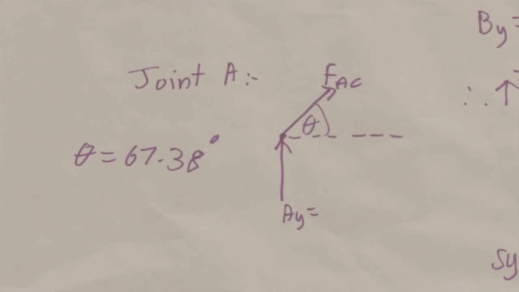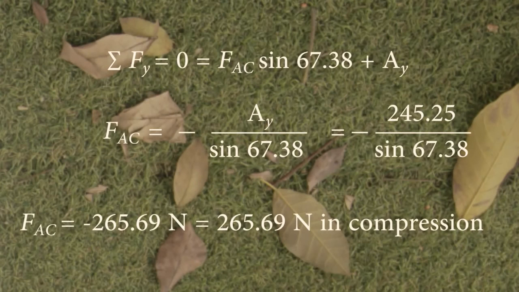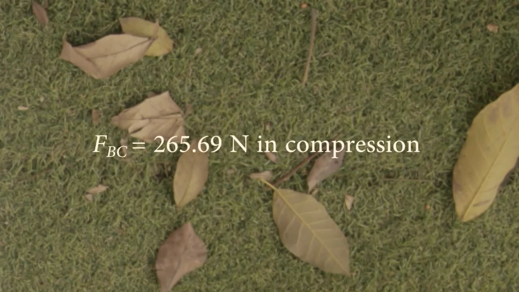Using method of joints at joint A, the angle it makes with FAC is equal to 67.38 degrees. The sum of the forces in the y-axis again is equal to 0. This is such that FAC sine 67.38 plus AY is equal to 0. FAC can be calculated now to be minus 265.69 newtons. This is equal to 265.69 newtons in compression. Since a negative value was obtained, this means that FAC is in compression. Also, FBC is calculated to be 265.69 newtons in compression, since the truss is symmetrical.